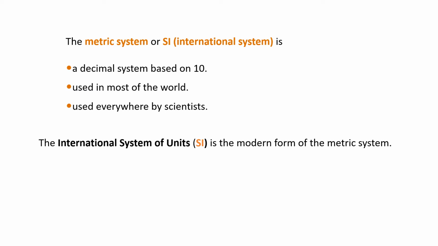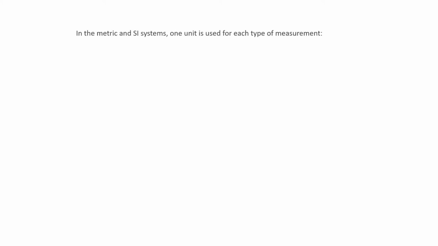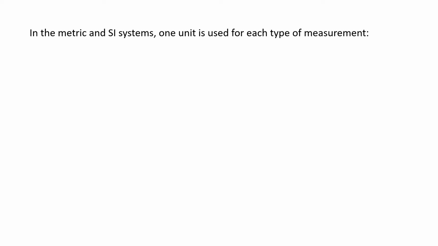From this slide, you must remember that the metric system or the SI system is a decimal system based on 10. Based on 10. I'm going to show you how this is based on 10. Don't concentrate on any other things, because this lecture is going to be tough, the toughest of all. So keep your attention on this lecture with utmost attention. In the metric and SI system, one unit is used for each type of measurement.